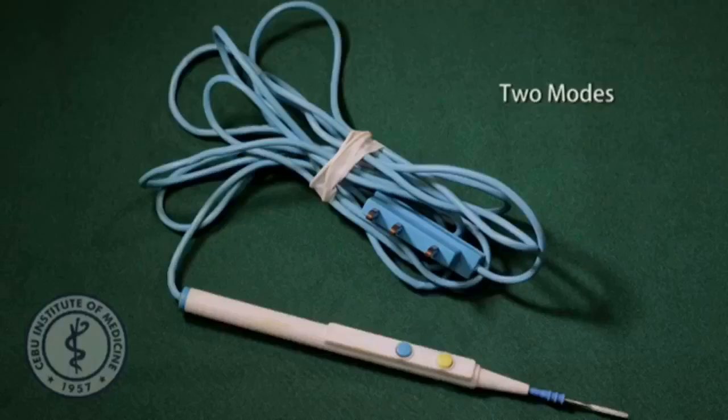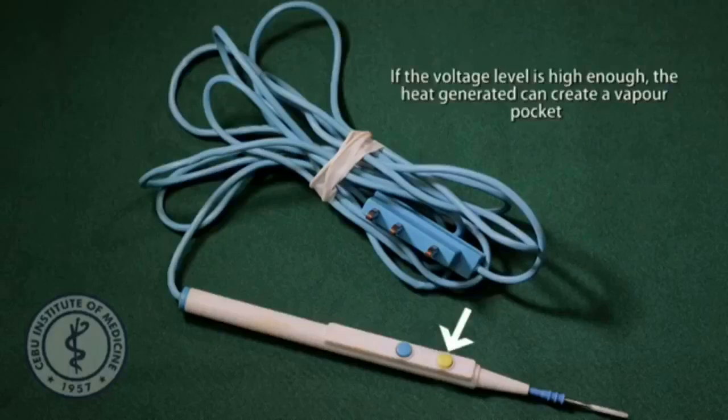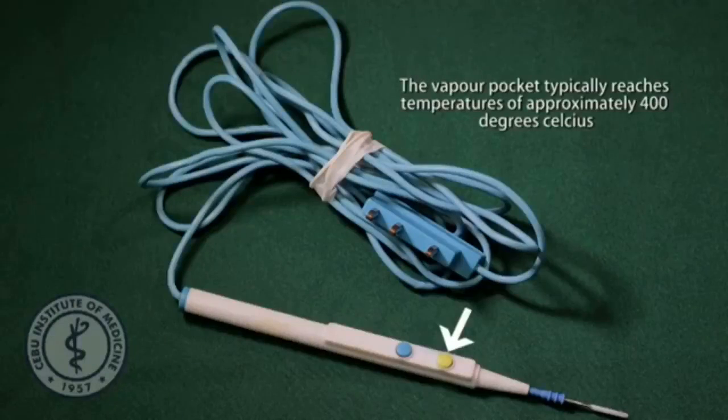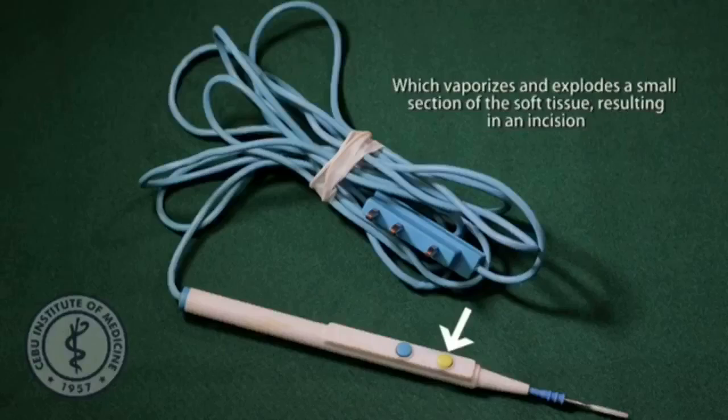Two modes. Cut. If the voltage is high enough, the heat generated can create a vapor pocket. The vapor pocket typically reaches temperatures of approximately 400 degrees Celsius, which vaporizes and explodes a small section of tissue, resulting in an incision.